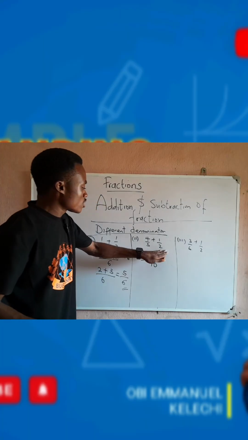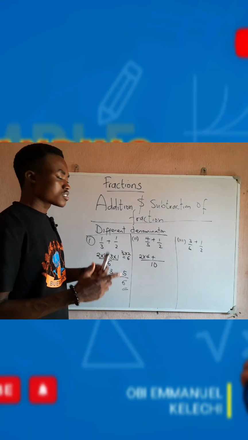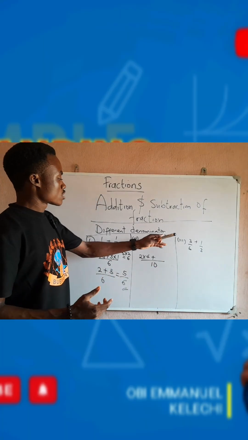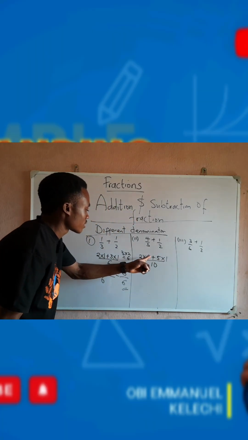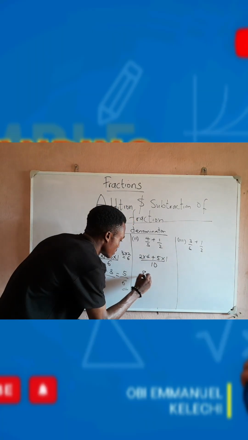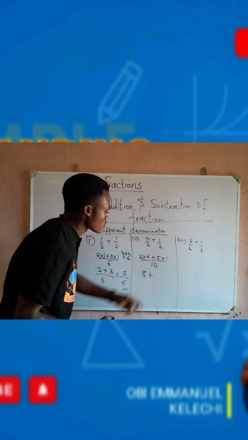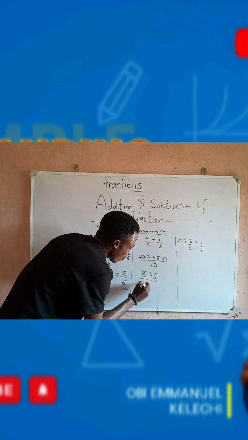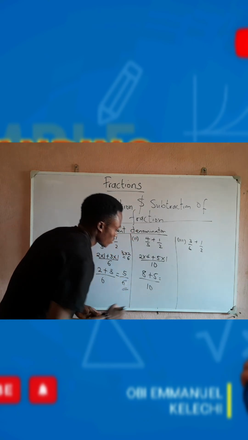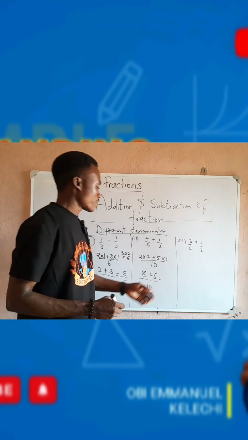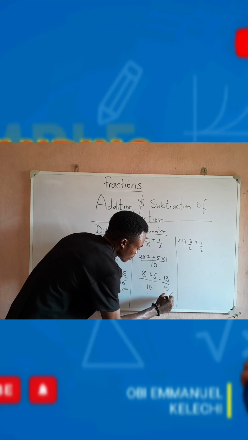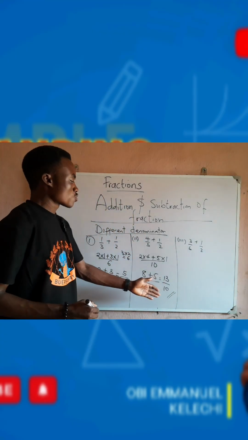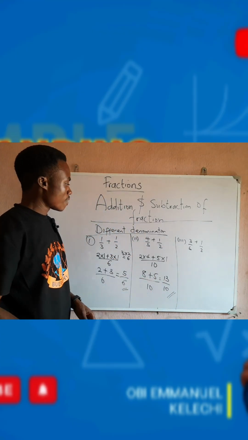plus, how many 2 can you see in 10? It is 5. 5 multiplied by 1. So you write 5 multiplied by 1. So 2 times 4 is 8, plus 5 times 1 is 5, over 10. So 8 plus 5 is 13 over 10. So that's how to solve with different denominators.